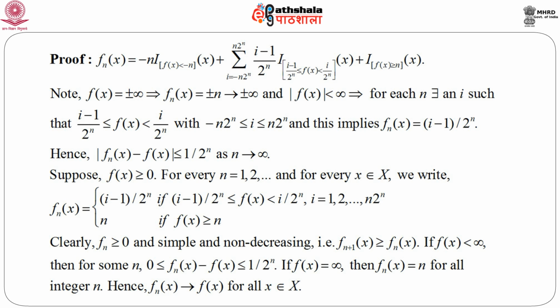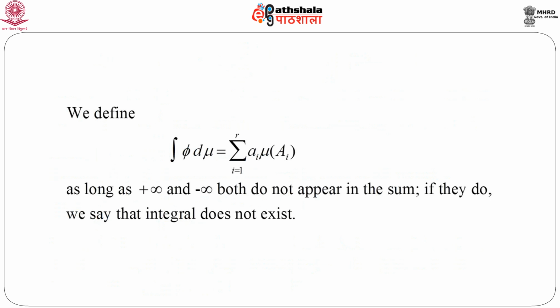So, actually you see the proof is pretty obvious and very straightforward, provided we construct f_n(x) in this way. Now, given a simple function phi, we define the integral of phi d mu as the summation i equals 1 to n of a_i times mu of capital A_i. We have already seen this in the definition of a simple function. So, it is just a sum of a_i's multiplied by the measure defined on the set capital A_i, provided both minus infinity and infinity do not appear in the sum. And if somehow both plus infinity and minus infinity appear in the sum, then we say that the integral does not exist. So, this is the definition of the integral of a simple function.